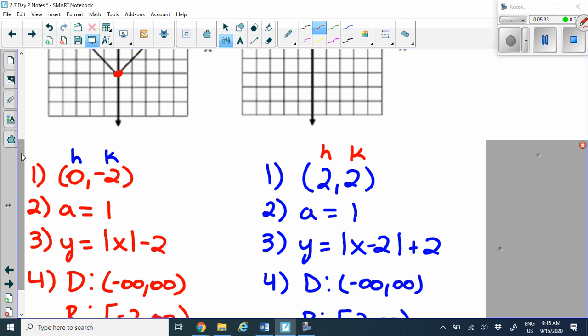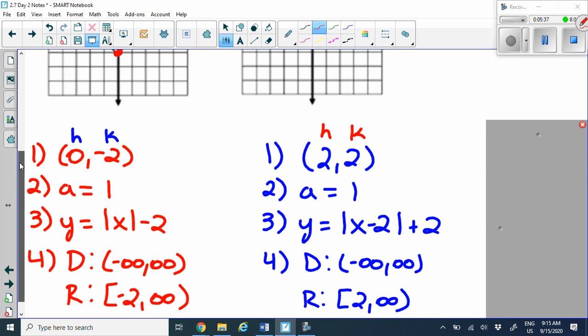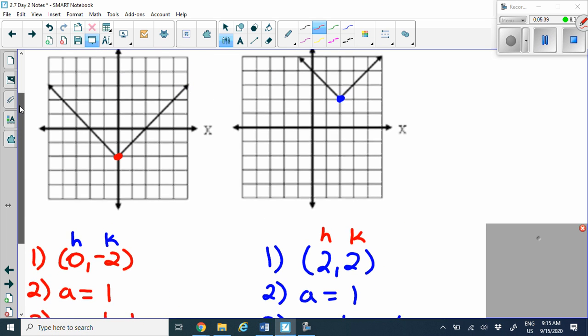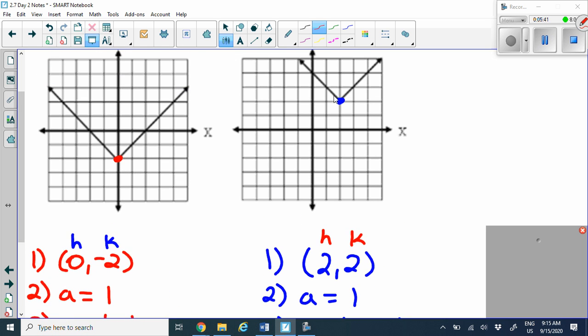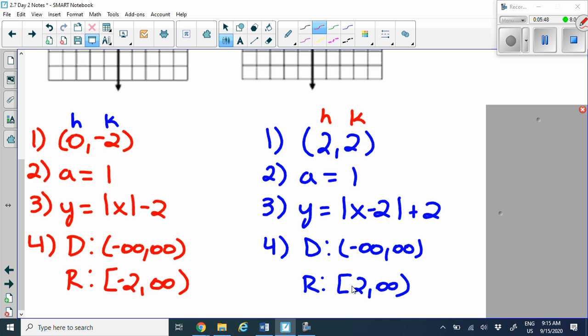Domain should always be the same, negative infinity to positive infinity, and then we go from 2 to infinity. So notice that 2 is our lowest y value, and then because our graph is opening up, we go to positive infinity, okay? So we have 2, infinity, and don't forget, use brackets on those numbers.